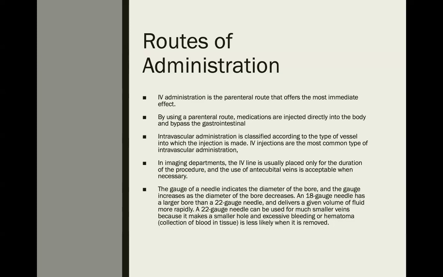But a 22 gauge needle, we usually use for people who have small veins, because using the 18 or 20, we may basically bust their vein, or it may not go into the vein, or we end up extravasating trying to start the IV. So usually for people with smaller veins, we use a 22 gauge needle. It makes a smaller hole, and is less likely to cause a lot of bleeding when you remove that needle from the skin.